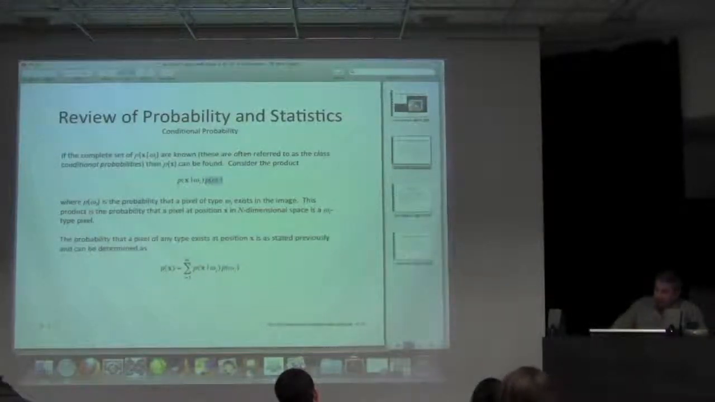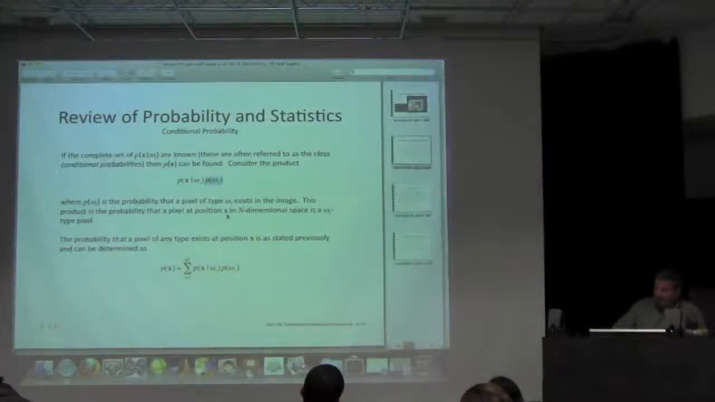All right, so this product that we have right here between the class conditional probability and the a priori probability is the probability that a pixel at position x in n-dimensional space is an omega type pixel. Now, let's take that product, and if we sum them up over all class types, what we'll wind up with is the probability of a pixel occurring at any particular point in space, because we've summed over all possible pixel points.